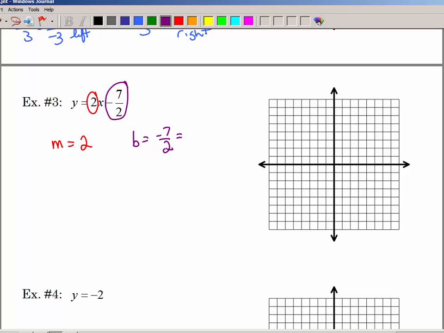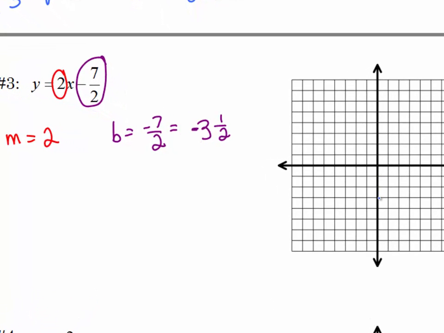Well, think about that. 2 goes into 7 3 times with 1 left over. So the y-intercept is -3.5. So we would just estimate where that is. So down 3 and a half. So about right there. Then our slope, we need to make it into a fraction. So I'm going to go up 2 and over 1. Up 2 and over 1. So you can kind of notice I'm kind of in the middle there.